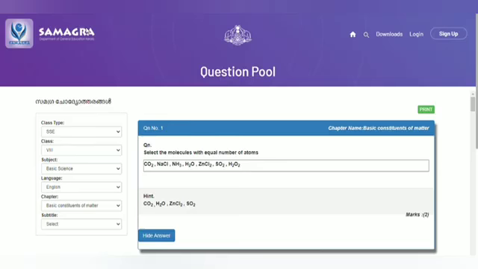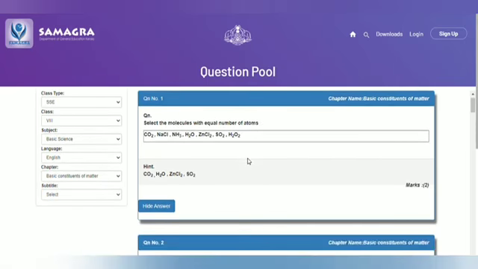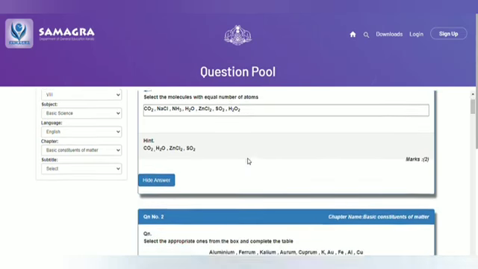Next chapter, that is chapter 4, Basic Constituents of Matter. First question: select the molecules with an equal number of atoms. Carbon dioxide, sodium chloride, ammonia, water, zinc chloride, sulfur dioxide, hydrogen peroxide. Of these, carbon dioxide, water, zinc chloride and sulfur dioxide have an equal number of atoms.